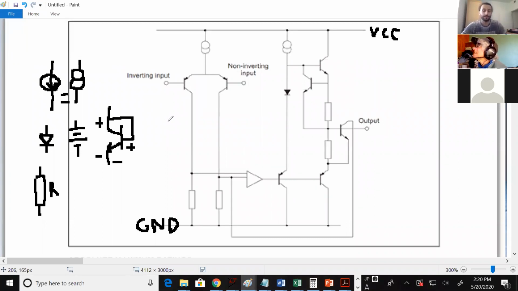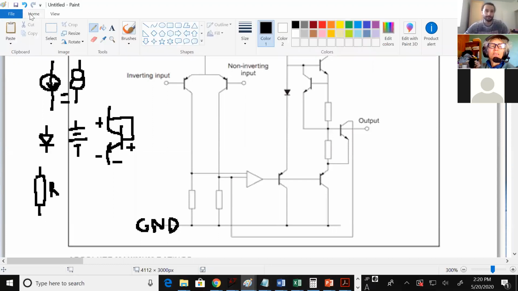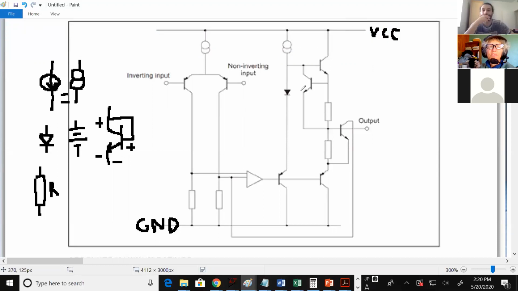So what stage, I should say? Input stage. Input stage, and how's it implemented? Differential pair. Differential pair, okay. So let's figure out what's inside that differential pair.